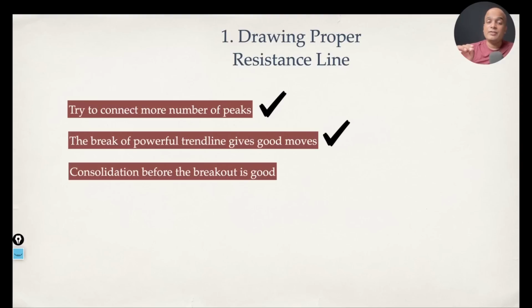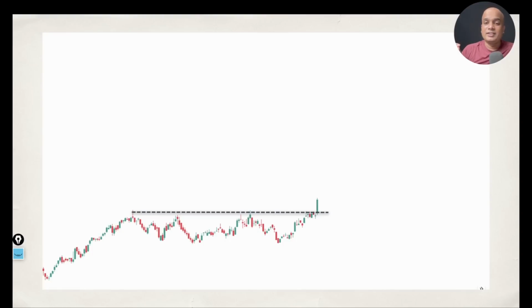Now, the third parameter is consolidation just before the breakout. Once again, many beginners and even intermediate level traders ignore this parameter. So this is also very, very important. See, this is a powerful trend line, right? It connects close to 4 to 5 peaks. So this is a powerful trend line. Now the breakout is also very clear.